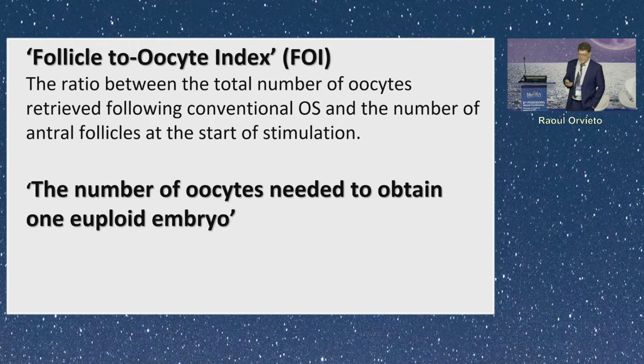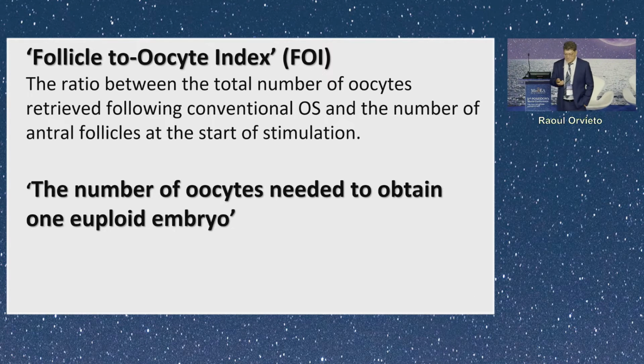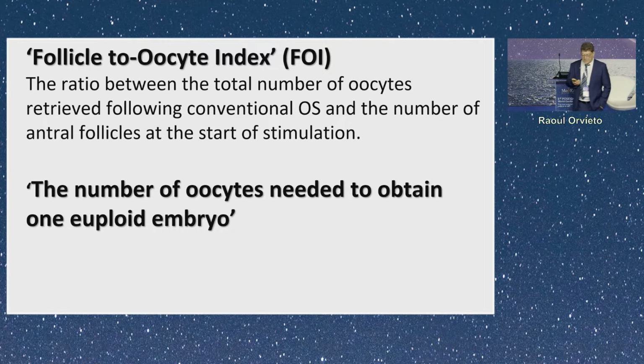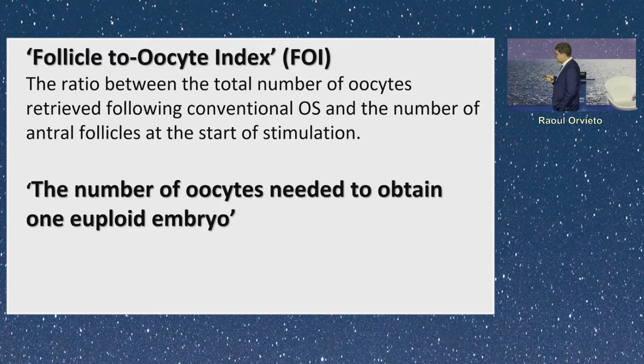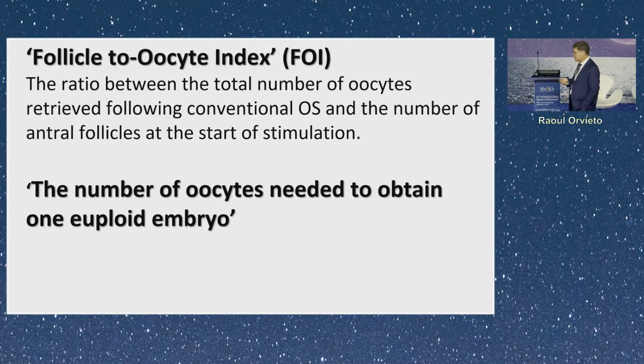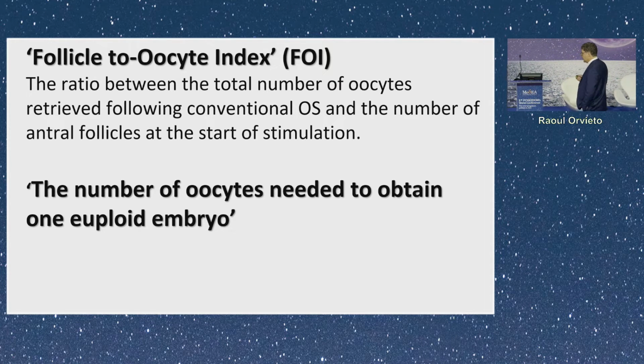Another endpoint is the FOI, the follicle-to-oocyte index. This endpoint was developed by the POSEIDON Society, and this is the ratio between the total number of oocytes retrieved following conventional ovarian stimulation and the number of antral follicles at the start of the stimulation. An intermediate endpoint, as Sandro called it, is the number of oocytes needed to obtain one euploid embryo, and this is why we use the calculator.